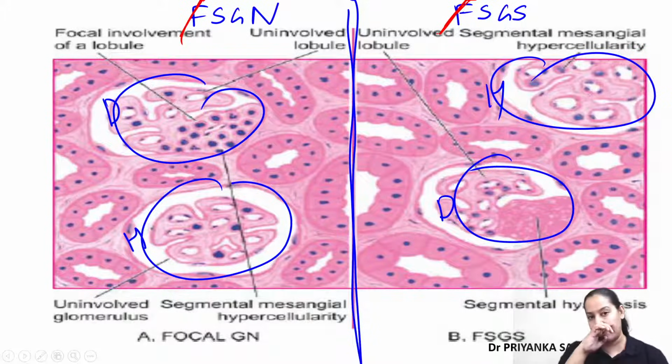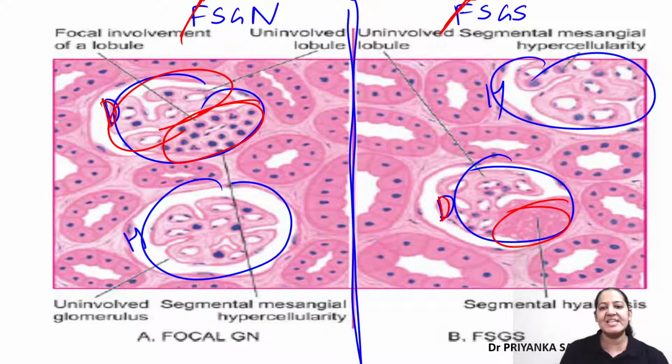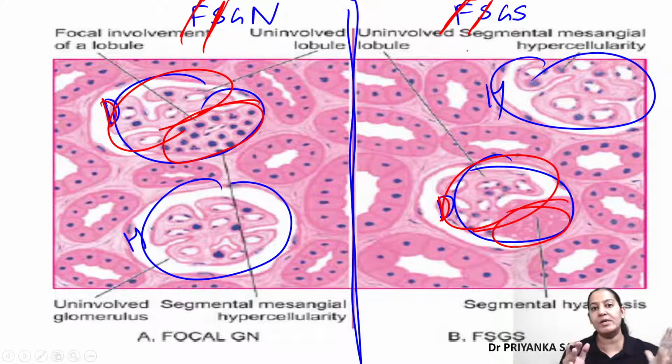Coming on the meaning of segmental, the involved glomerulus. So this one is diseased now. Half is diseased, half is normal. Here also this one is diseased now. So half is diseased, half is normal. So the disease is segmental in both of them. In the diseased glomerulus, a part of it is involved, a part of it is not involved.